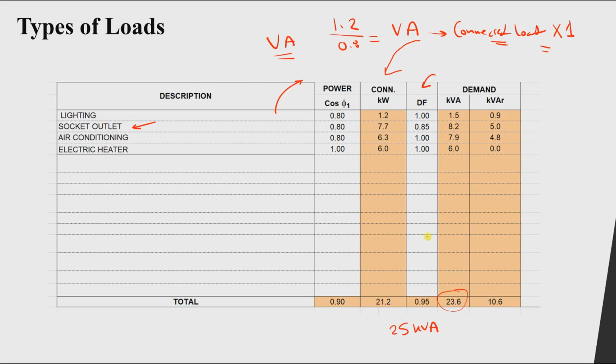Okay, now what? So we now have this value. What do we call this value? We call it the demand load. Okay, not the connected load but the demand load. This is the value of our panel.